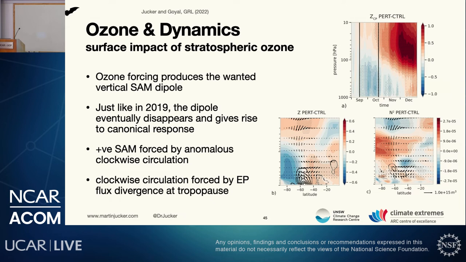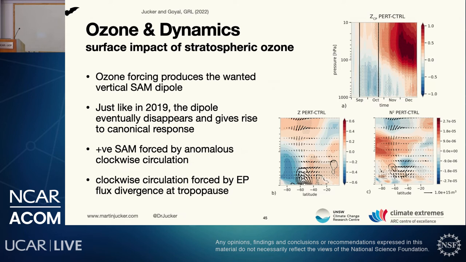And there are two lines here, so I'm cutting out this time period where there's a strong positive SAM at the surface, and then doing a latitude-pressure study of what could have been happening dynamically. So this is geopotential height anomalies in the shading. This is a positive SAM, with negative anomalies at high latitudes and positive anomalies at low latitudes. That is simply the manifestation of a positive SAM.